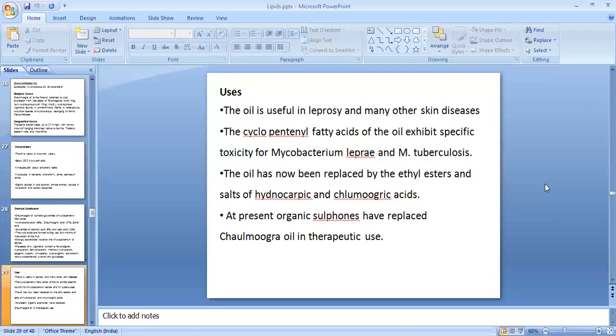The structures of these cyclopentenyl fatty acids you can refer from the book, the Textbook of Pharmacognosy by Kokate.